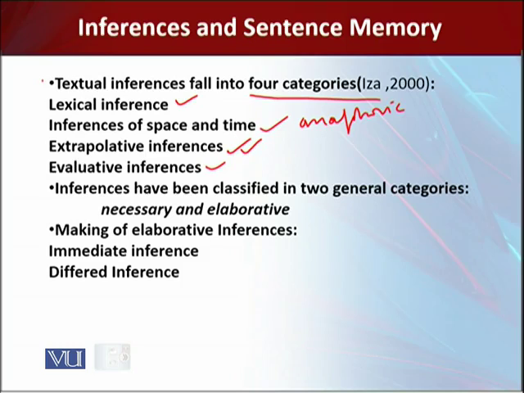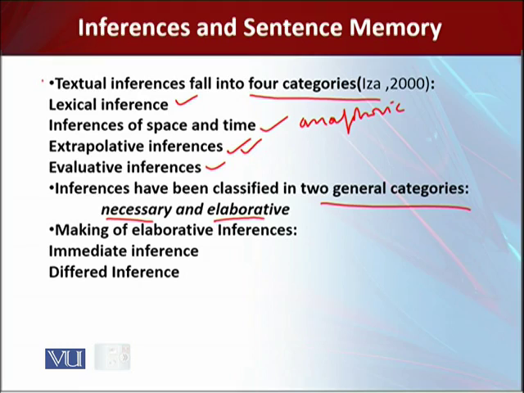There are evaluative inferences. This type of inference arises because the meaning of an event depends on the context in which it is presented, and readers frequently have to determine this to understand what the text is about. We also see that inferences have been classified into 2 general categories. One is necessary and the other one is elaborative.